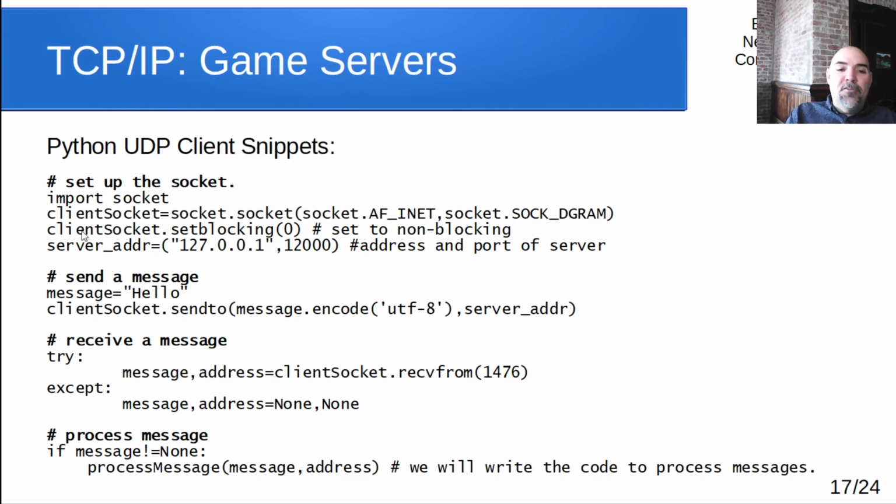Now, after it's created, remember we wanted to set it to non-blocking. In Python to do that, we just say client_socket.setblocking(0). You could also put False in there. That sets it to a non-blocking socket.